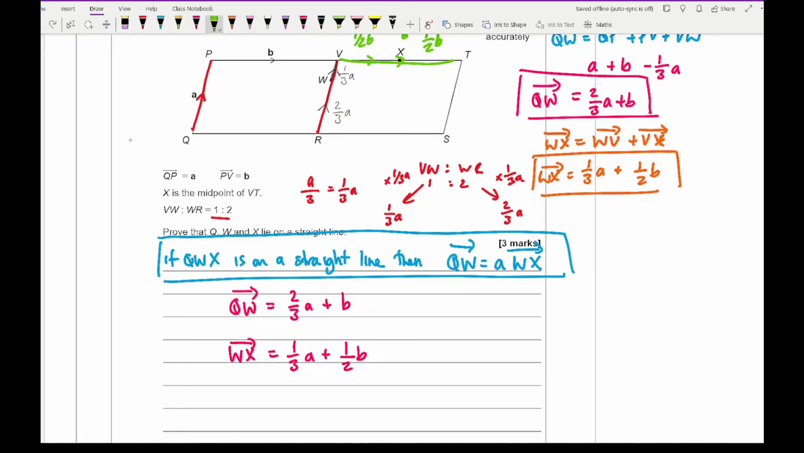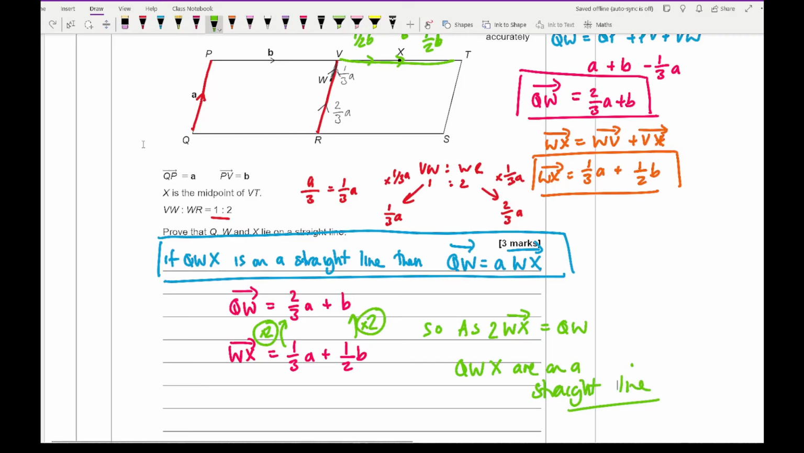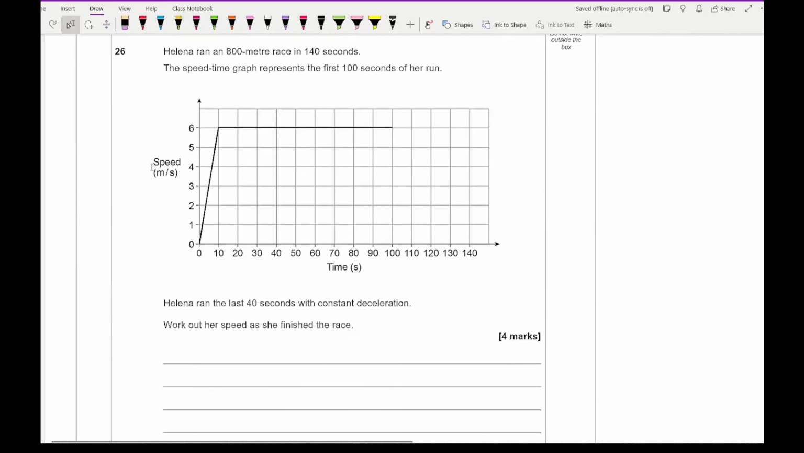Now to get from this to this, I've got to times by 2. To get from this to this, I need to times by 2, and as you can see, these two numbers here are the same. So as WX times 2 equals QW, it then says that QWX are on a straight line. And there we go. Then moving on to question 26.